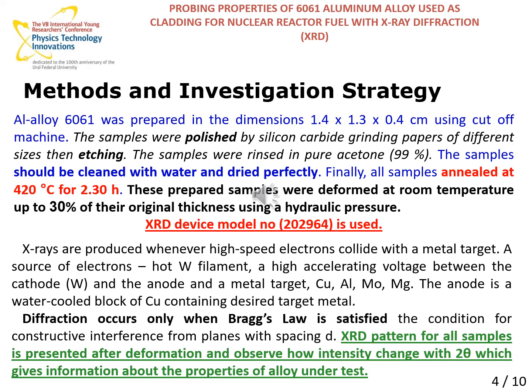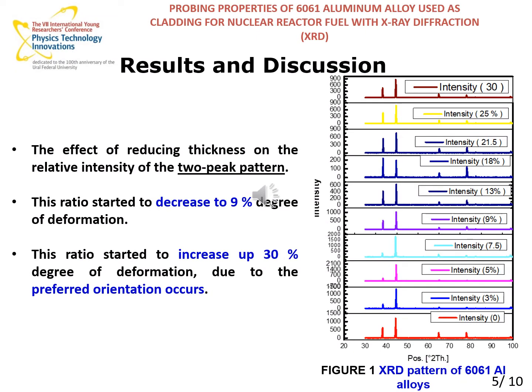The samples were measured by XRD pattern to show the effect of deformation on their properties. The intensity change with 2 theta was observed and gave information about the properties of the alloys under test. Results and discussion. As in the figure, it's the XRD pattern of 6061 aluminum alloys. The intensity versus 2 theta is presented in this figure for different deformations.